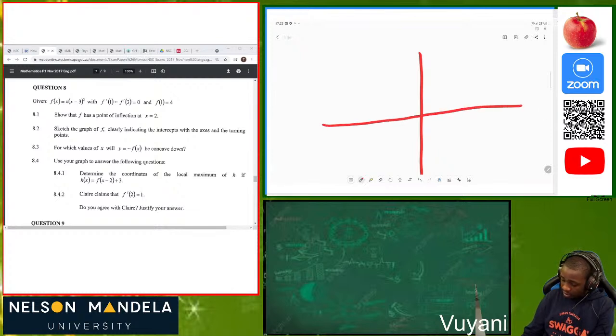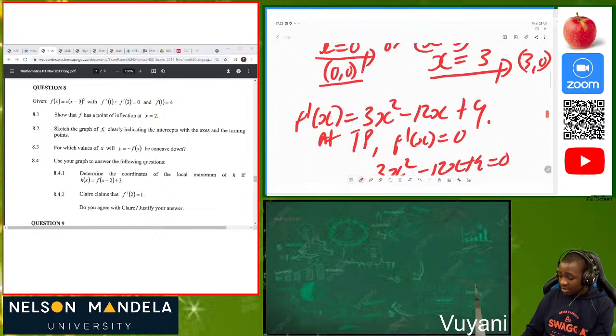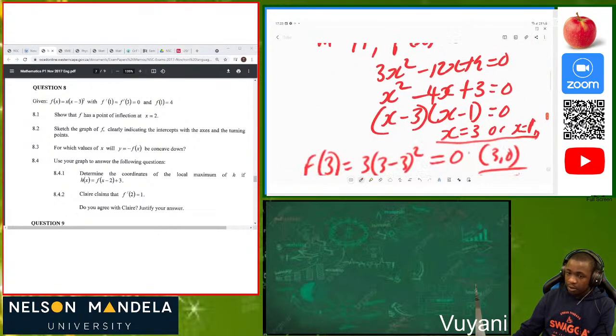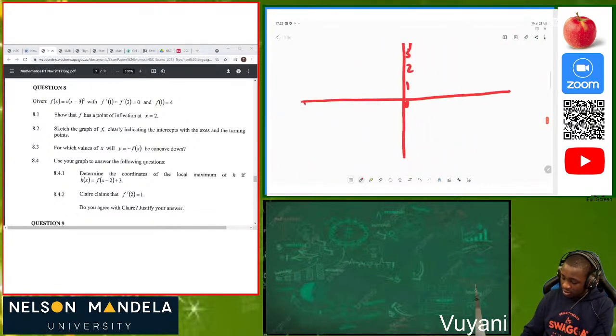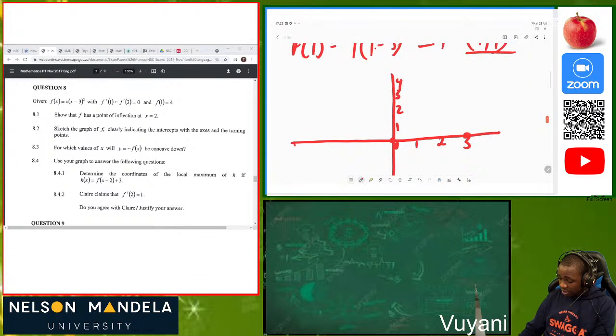We have 1, 2, 3, and 4, and we have 0 here. So we said that we have 2 x-intercepts. Do you remember? We have (0, 0) and (3, 0). So we come here and say (0, 0). We have a point here. We also have 1, 2, 3, and at (3, 0) we also have an x-intercept. Then let's look at our turning point coordinates. On our turning points, we have (3, 0), which means here the graph has to turn.